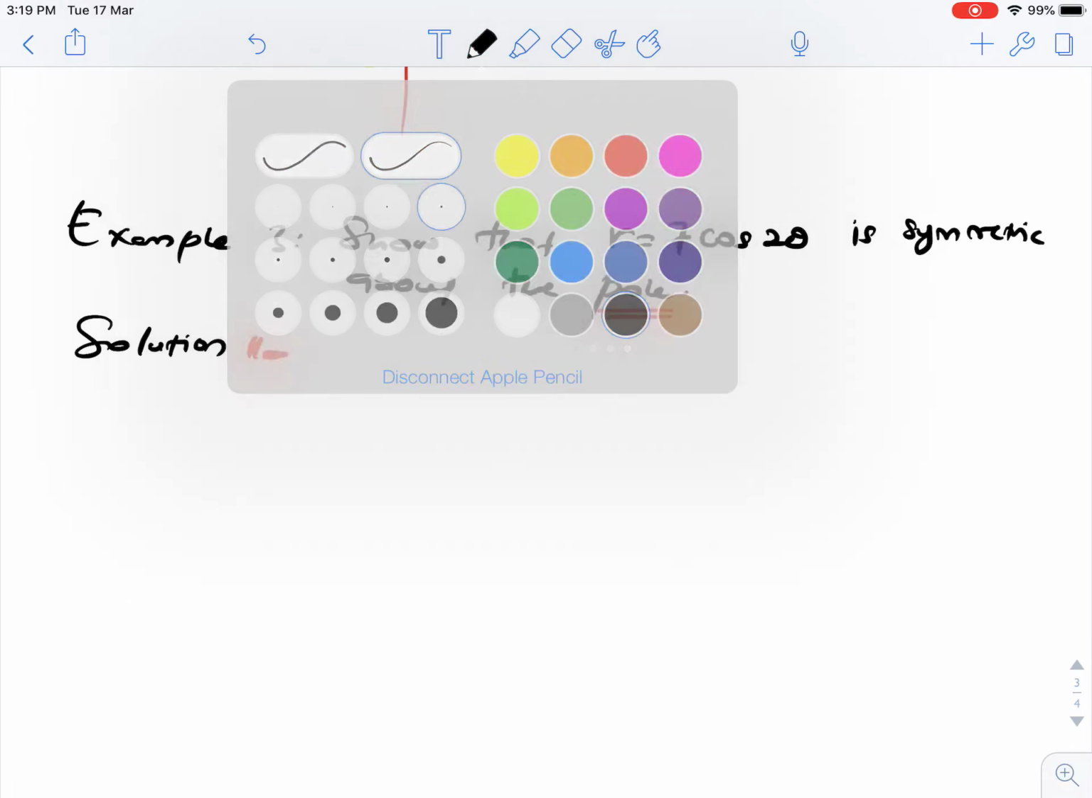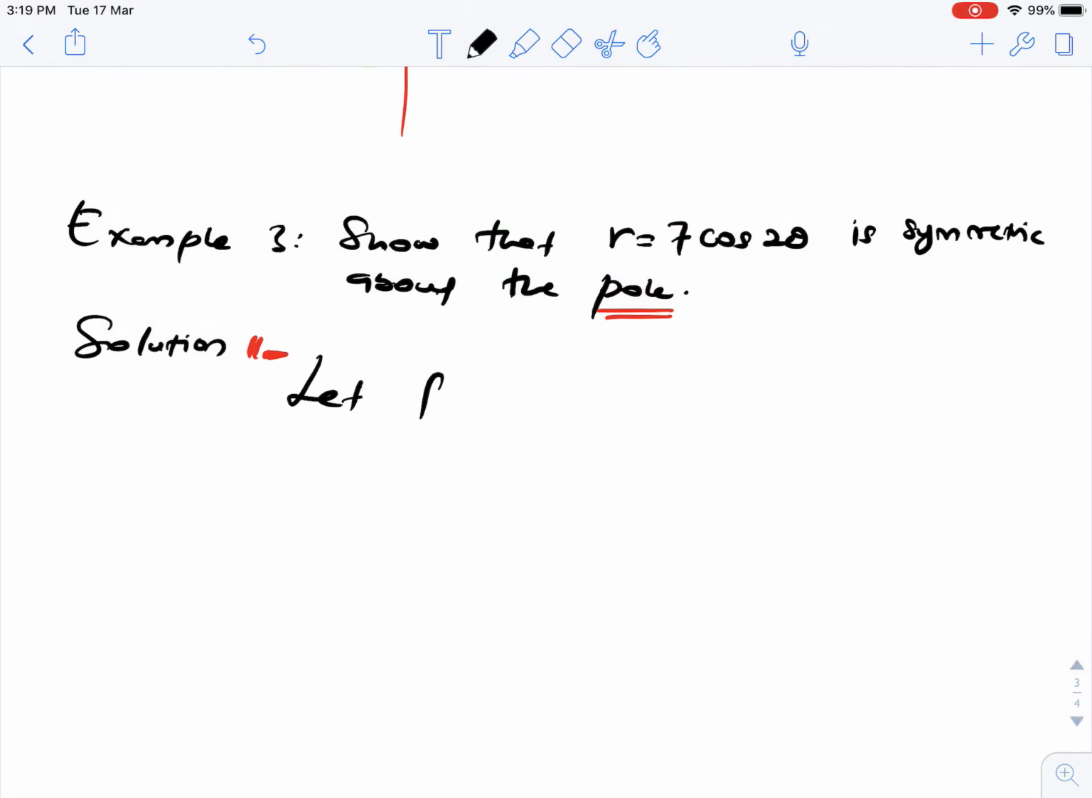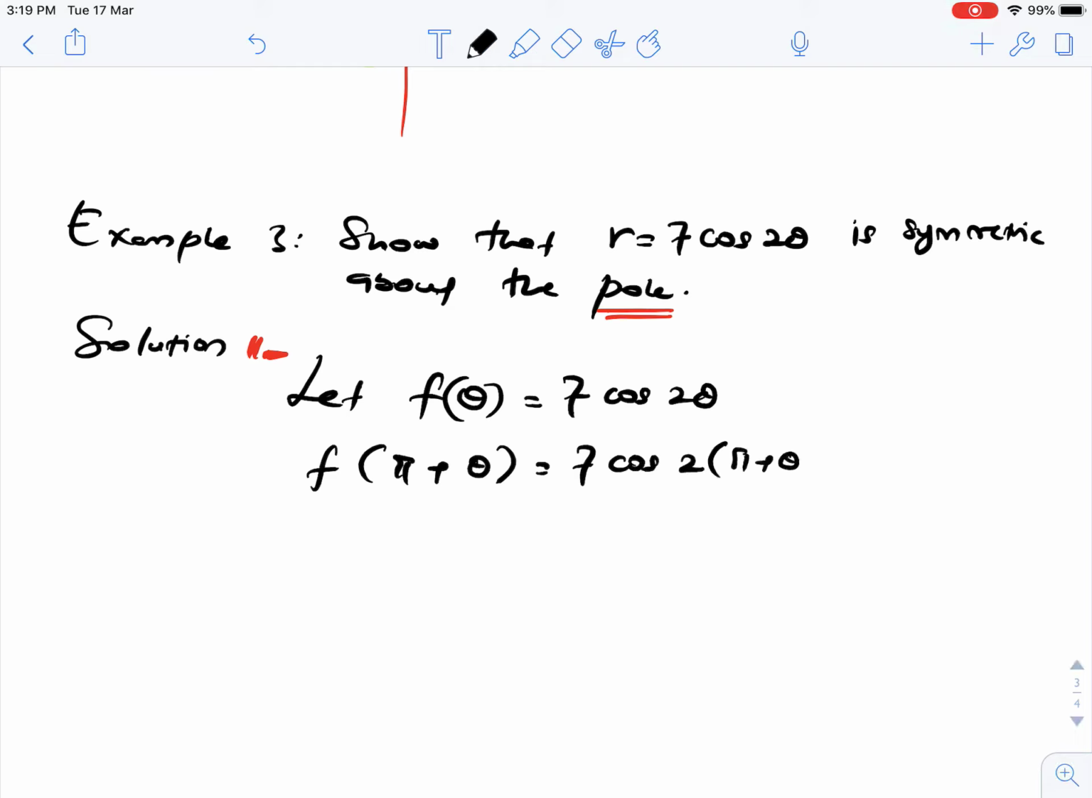First of all, we let f(theta) equal 7 cos 2 theta. Next, we need to find f(pi plus theta), which equals 7 cos 2(pi plus theta). Or we can write this as 7 cos(2 pi plus 2 theta), right? Multiply by 2 here.